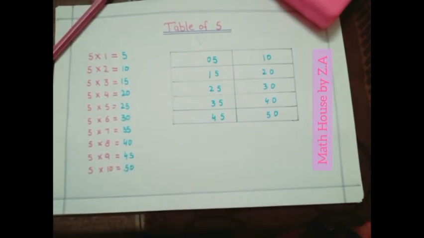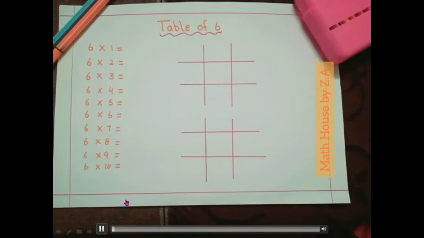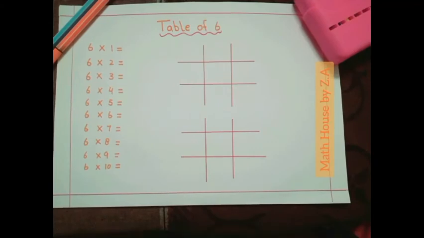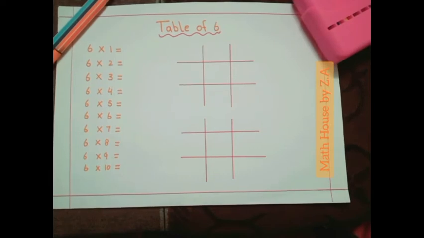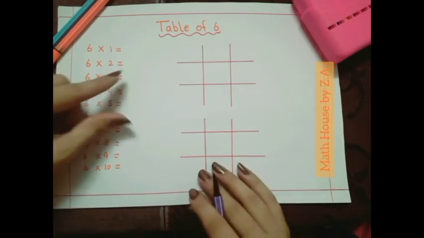Hope you understand clearly. This is a very easy way to write the table of 5. Now I'm going to show you how you can easily write the table of 6. To write the table of 6, you need to draw two grids of 3 by 3. So draw the two grids of 3 by 3 and write the numbers here.